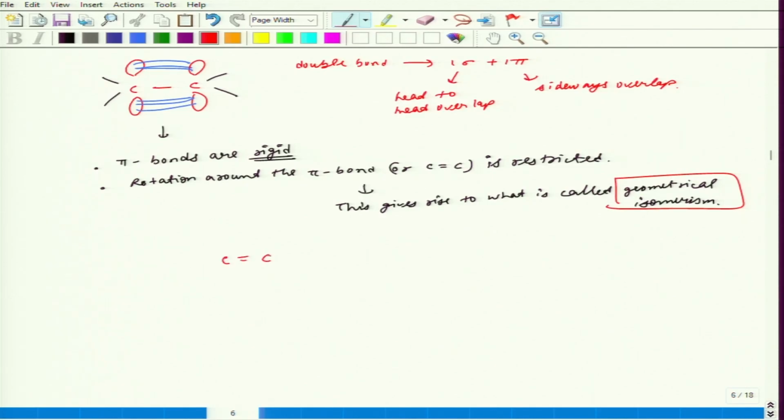So what two structures have we drawn? H, CH3, H, CH3, and another one was C double bond C with H, H, CH3, H3C. Okay, so what happens is, if the bond rotation around the C double bond C is restricted, that means the positions of hydrogen and CH3 are not exchangeable here.